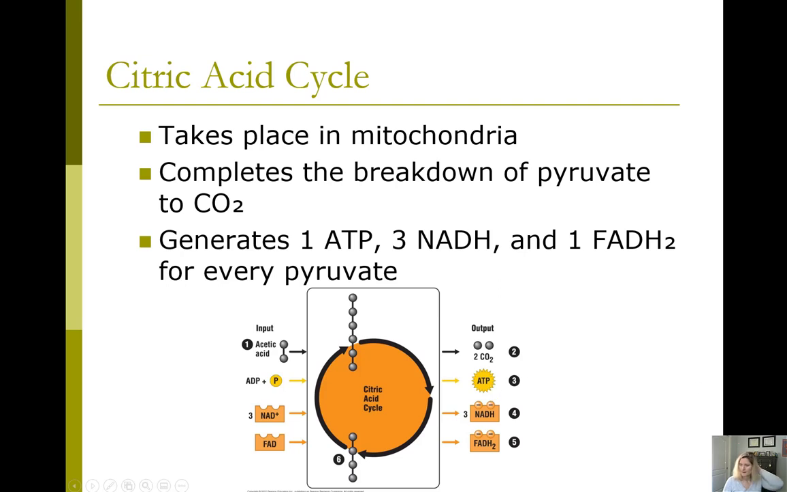Okay. So here's the input, acetic acid. Here's the output. We've gained 2 carbon dioxides, 1 ATP, 3 NADH, and 1 FADH2, just from 1 acetic acid. Okay, so multiply that by 2, remember you got 2 of them, so that would be 4 carbon dioxide, 2 ATP, 6 NADH, and 2 FADH2 total, okay, from that original glucose molecule. All right, so let's take a look.